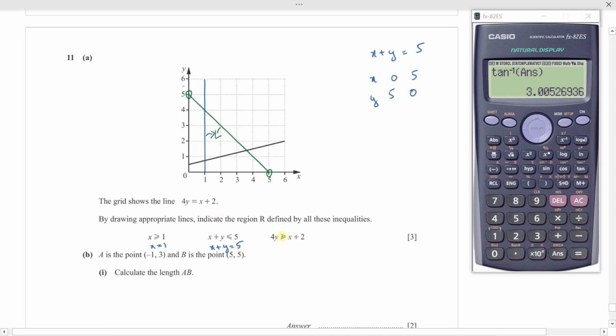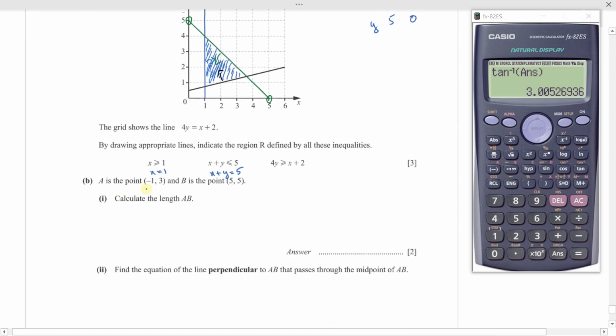And then for this one, the inequality is greater than or equal to. So this is the black line that I already have. For this one, I'm looking at the region above. So the region that I will shade here is this triangle in between these three lines. This is the region that is formed by these three inequalities.